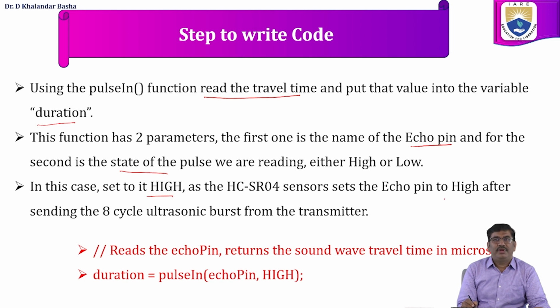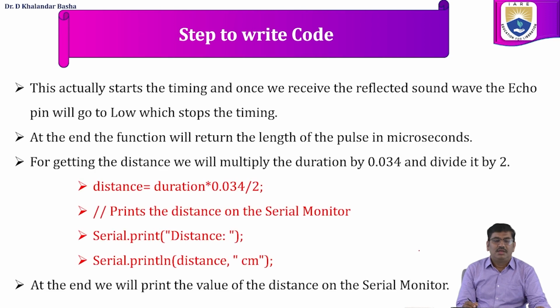The echo pin will be high after sending 8 clock pulses, or 8 cycles of the ultrasonic burst from the transmitter. So for reading the echo pin, for recording the sound wave travel time in microseconds, the duration is given as pulseIn echo pin comma HIGH. This actually starts the timing once we receive the reflected sound wave. The echo pin will go low, which stops the timing. So at the end of this function, it will return the length of the pulse in microseconds.